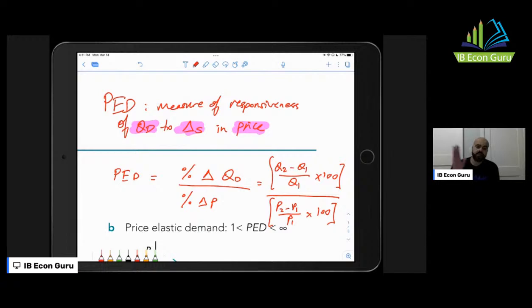Remember, the law of demand tells us that when price rises, quantity demanded falls, and when price falls, quantity demanded rises. So the law of demand already tells us that there's a negative relationship. We know that PED will always be negative because there is a negative relationship. What PED measures is to what extent, to what degree, quantity demanded will respond to changes in price.